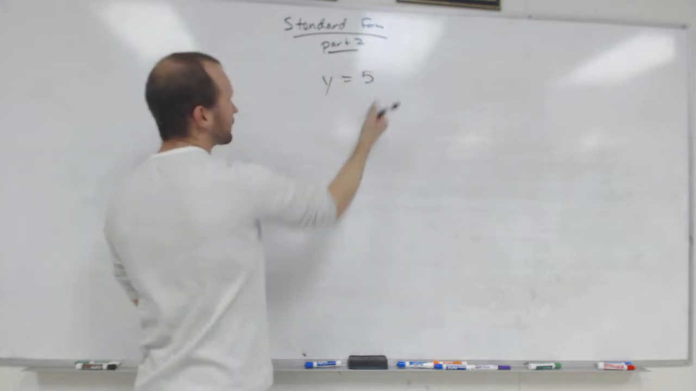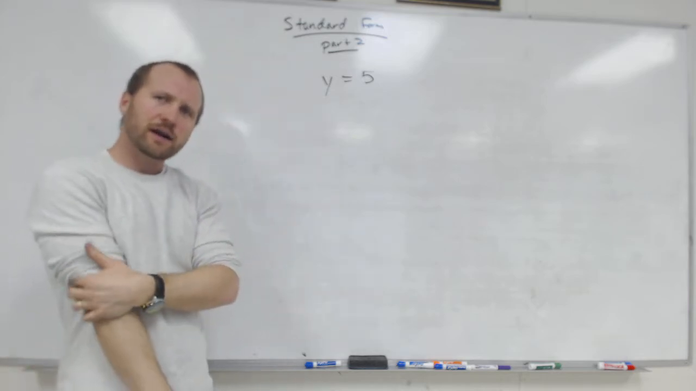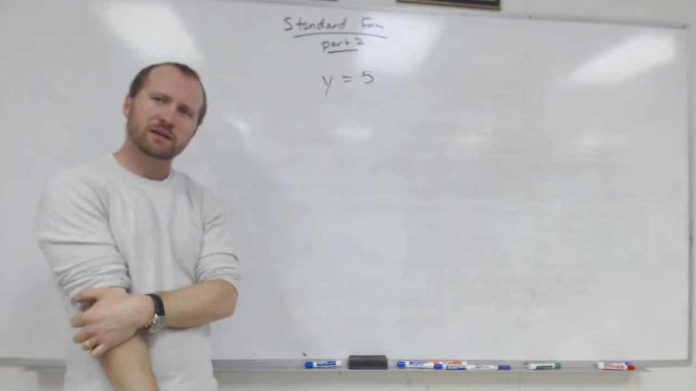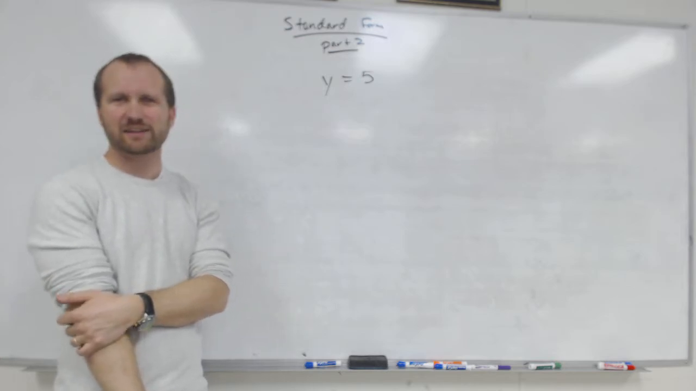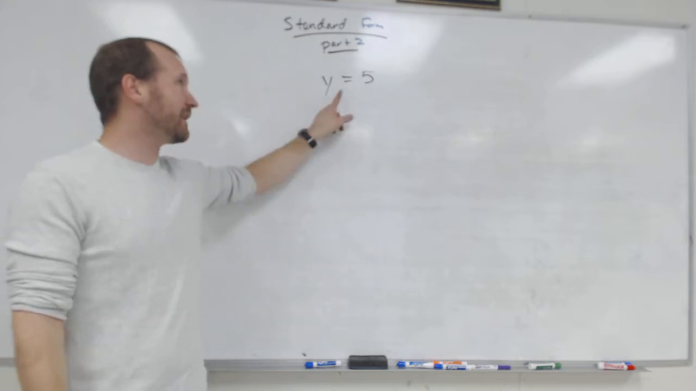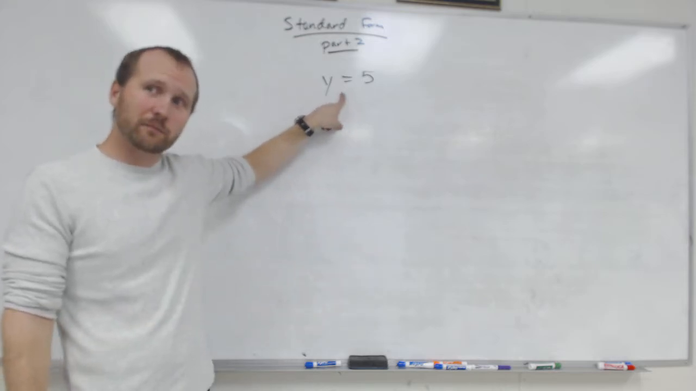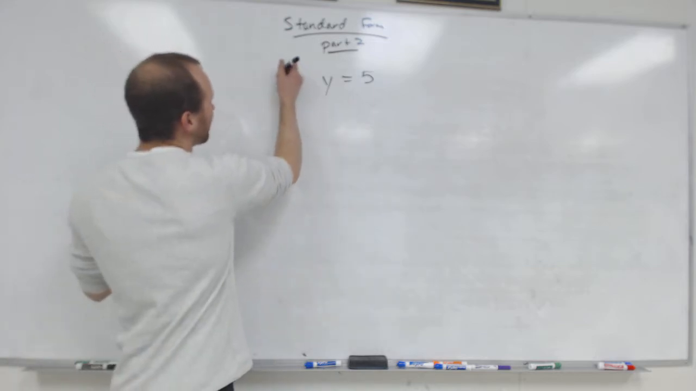What if I just had this? y equals 5. Is that standard form? Are x and y on the same side? It's kind of hard to tell because there is no x. The answer technically is that this is in standard form, because it's just 0x.